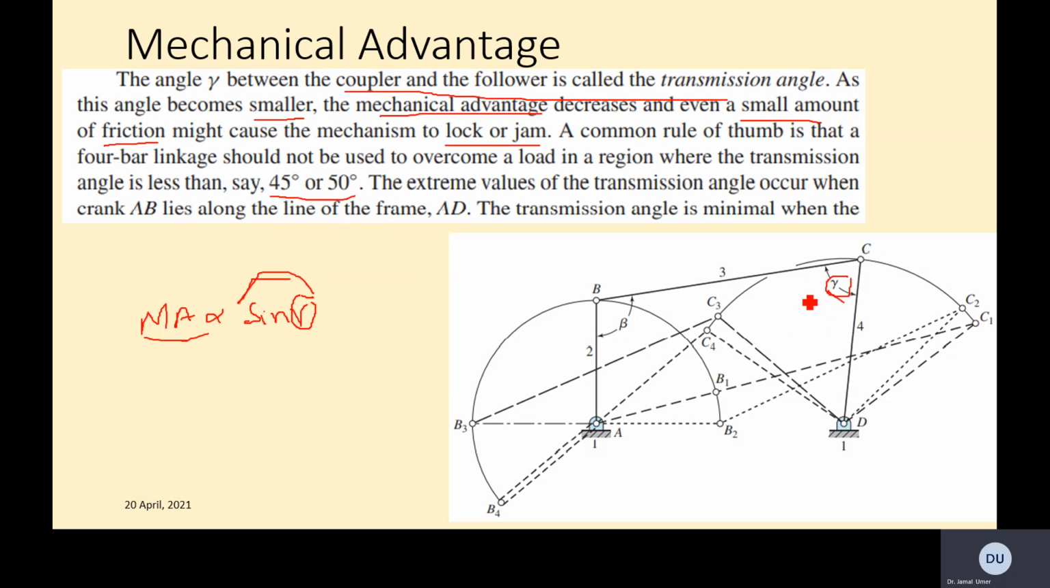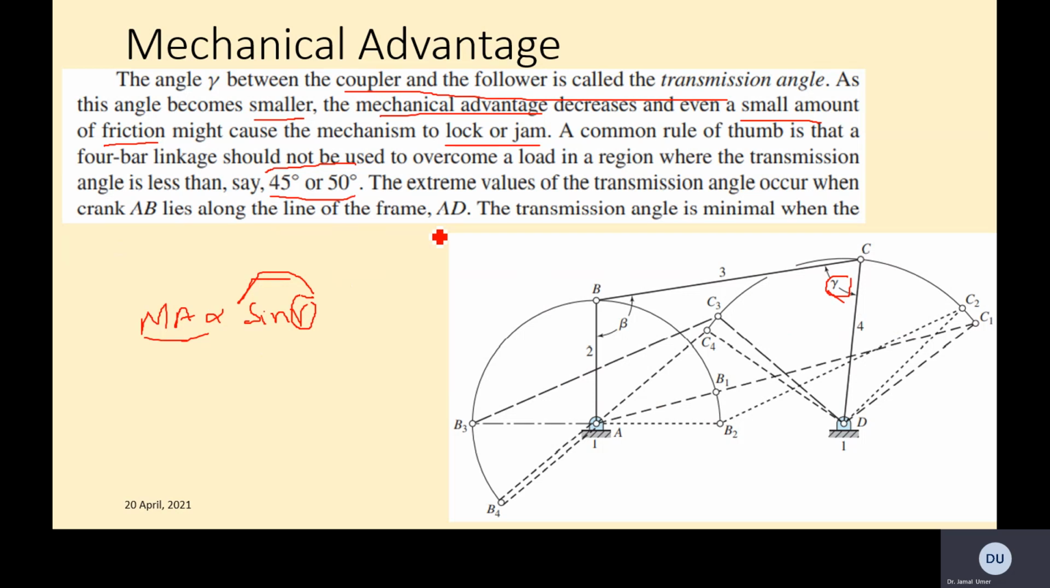As we have said in the previous slide, this gamma is continuously changing. Of course, this changing means it has to go to 0, it has to go to 180, it has to go to 90, so it has to do everything. But at certain positions, its mechanical advantage, because of the sine of gamma, is almost nothing. So let's say you are doing some work with this mechanism. We try to avoid taking up any work done during the process where the gamma is less than 45 or 50 degrees. So this is the rule of thumb.